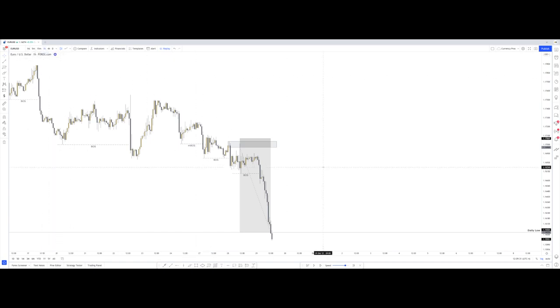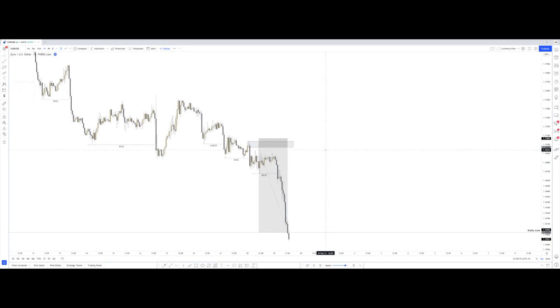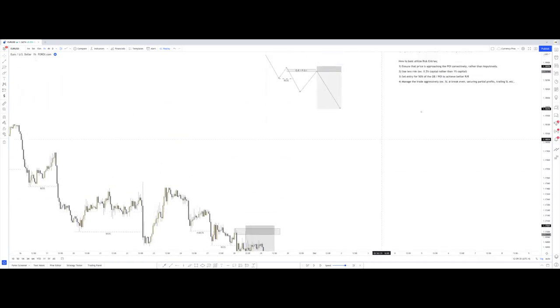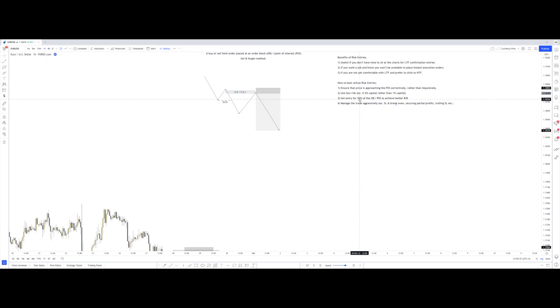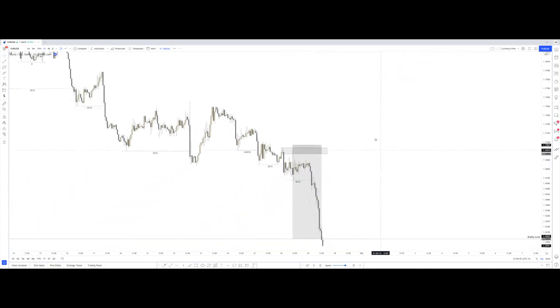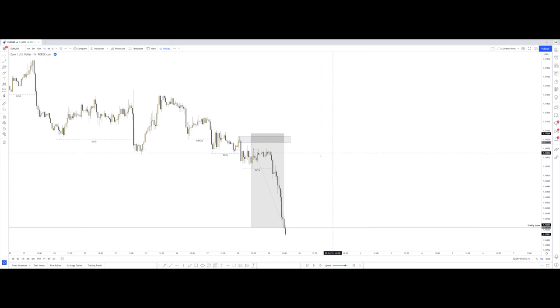Okay, so the only thing we didn't utilize here was setting the entry for 50% of the order block, which we could have, but just for the example, I didn't. Now, we could have managed the trade aggressively too. Again, this is just an example, so I didn't really go through management techniques.